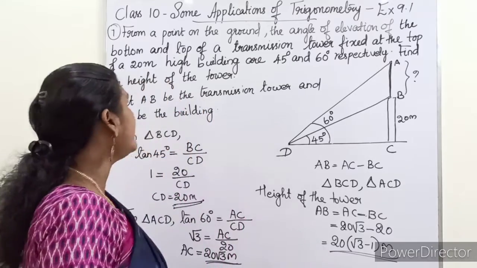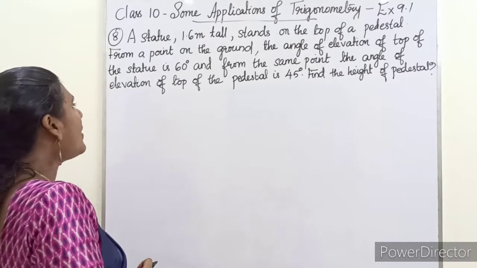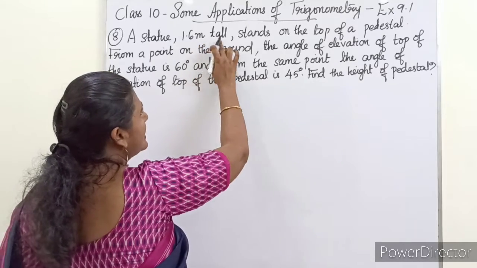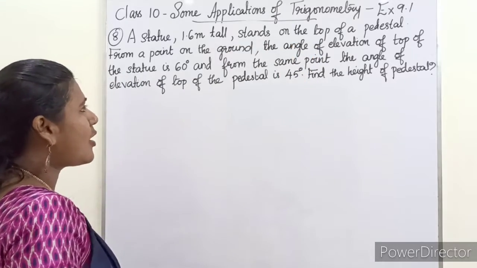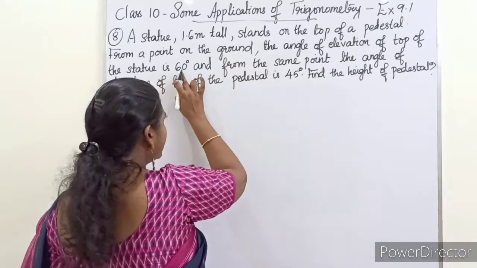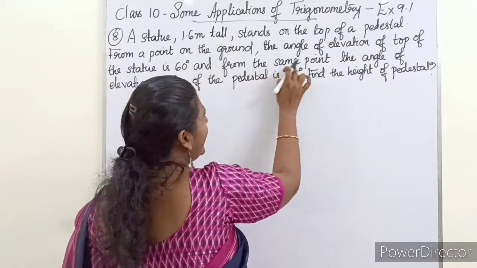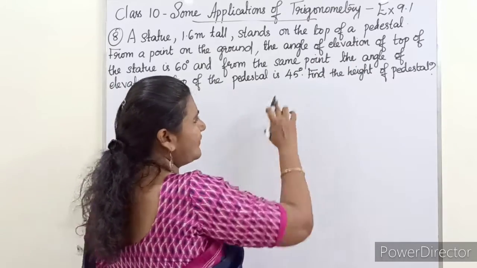Now the next question. So question number 8. A statue 1.6 meter tall stands on the top of a pedestal. From a point on the ground, the angle of elevation of the top of the statue is 60 degree, and from the same point, the angle of elevation of the top of the pedestal is 45 degree.